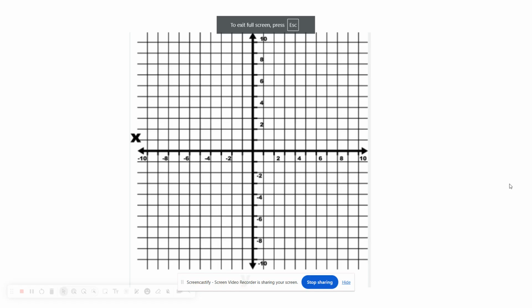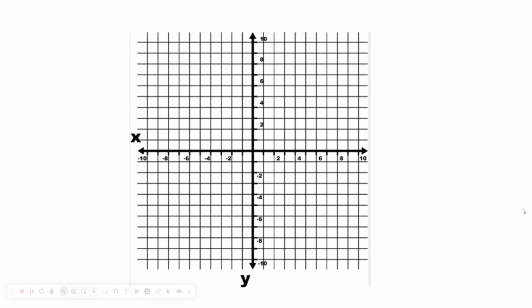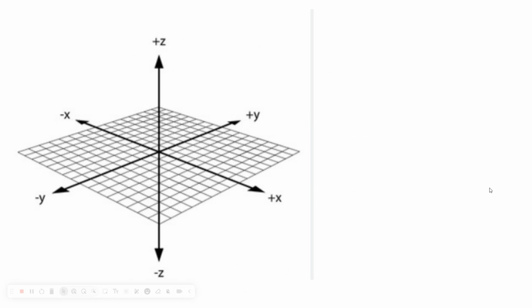So far in this class, you guys have been working on graphing two-dimensional graphs where you use the X and the Y plane. Today you guys are going to learn about three-dimensional, so how you would graph things in 3D. So you would use the XY plane, but we're going to add a third dimension, which would be Z. So now we're going to have an X, Y, Z, and this is what it looks like.